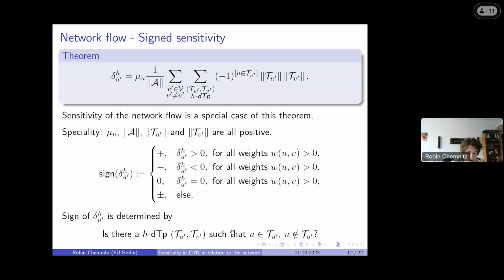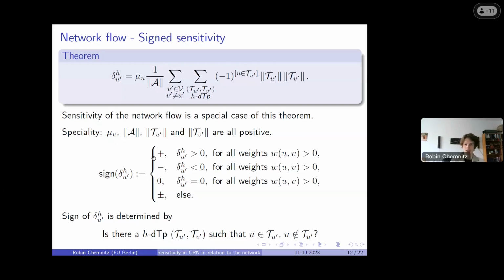Suggesting the wrong thing. So is there an H divided tree pair such that U is in U prime, question mark? Then we would at least have a positive sign, or at least have a negative sign. And if there is one such that U is in TU prime, okay, not in TU prime. It's more like: is there one such that U is in there, or respectively, is there one such that U is not in there? I see. Thank you. But thanks for interrupting.